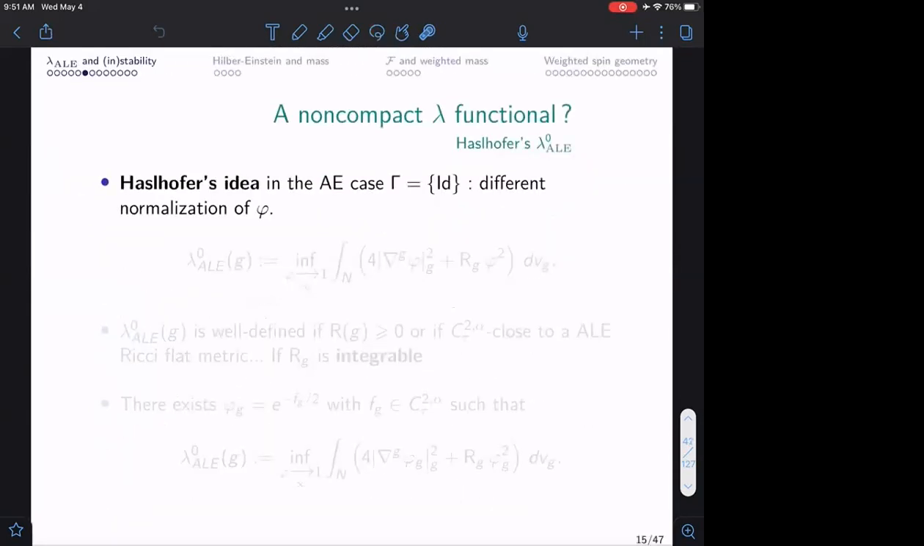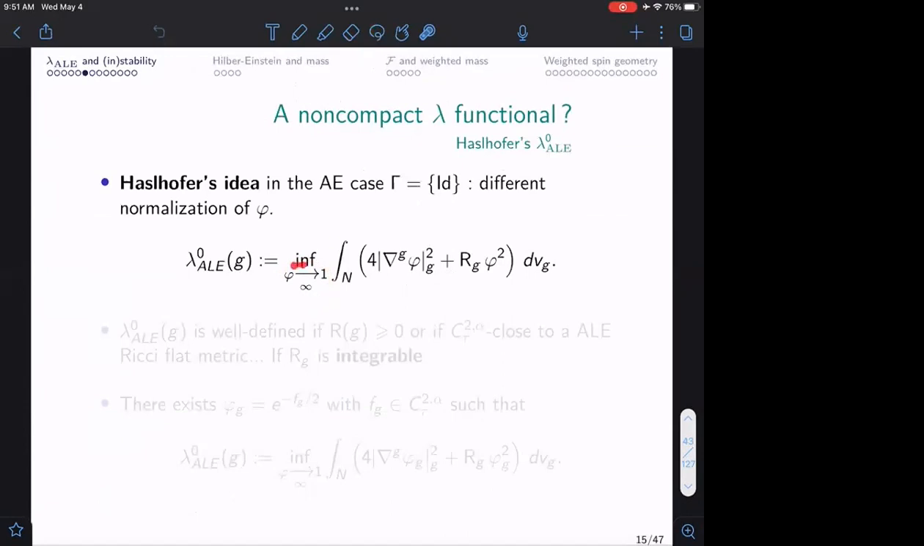OK, so we've seen that in the compact case, everything worked out very well with the lambda functional. So can we have a non-compact lambda functional that actually works? Well, there was an idea of Hasselhofer a few years ago, which was to, instead of... So I realized that I didn't define a lambda functional, sorry.